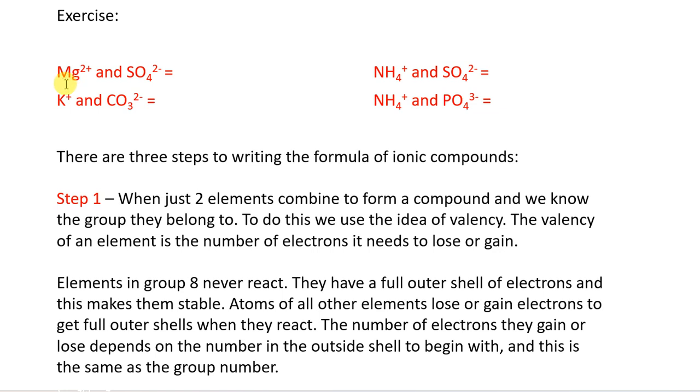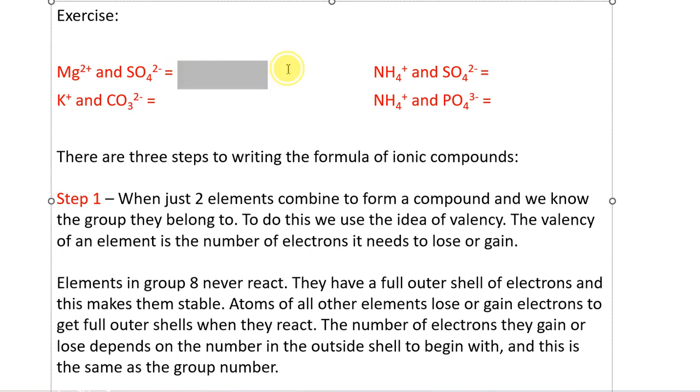Couple to try. I'm given the charges. What's the formula? So for the first, I've got magnesium, Mg2+. I've got sulfate, SO4 2-, balancing the charge, MgSO4. For the second, NH4+, I see that's a group already. SO4 2-. I need to have 2 of these NH4 as a group to balance the SO4 2-.